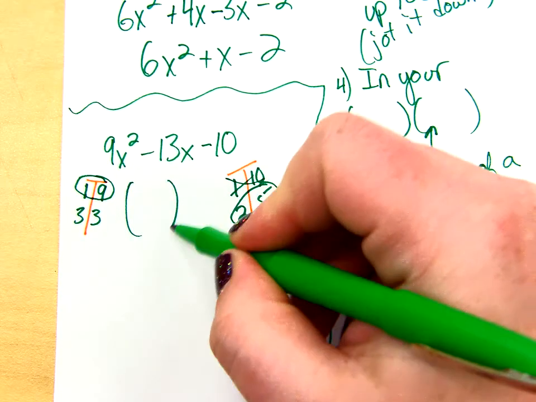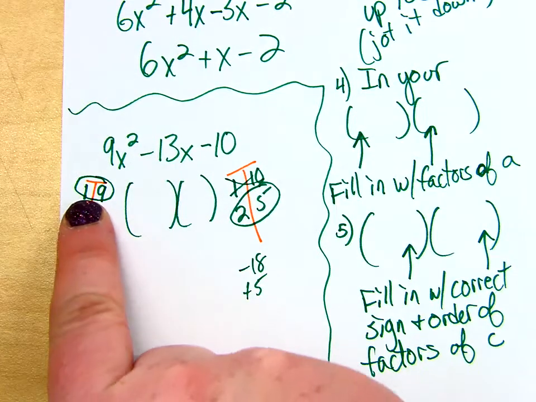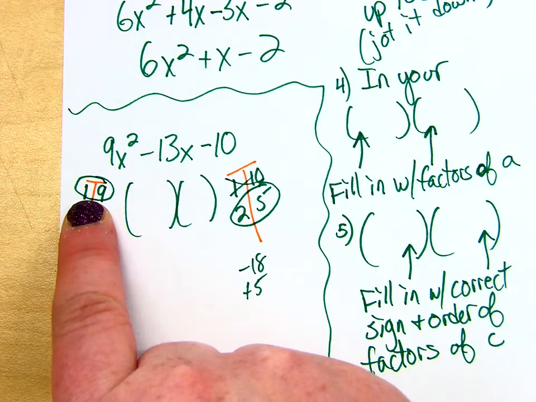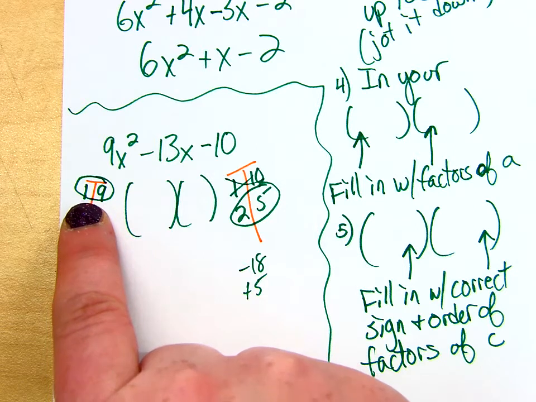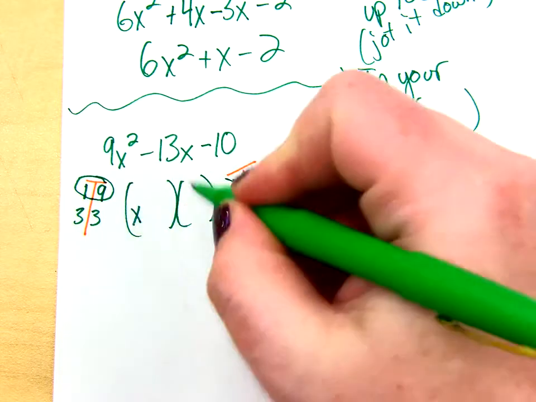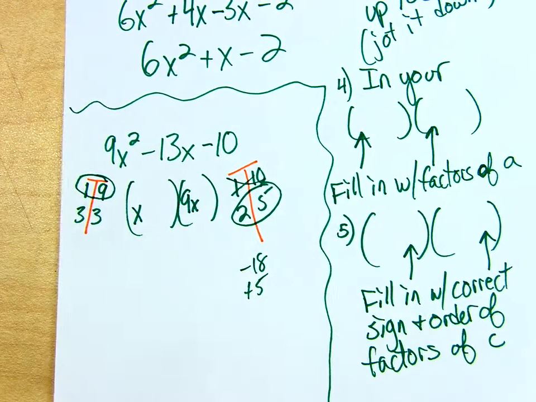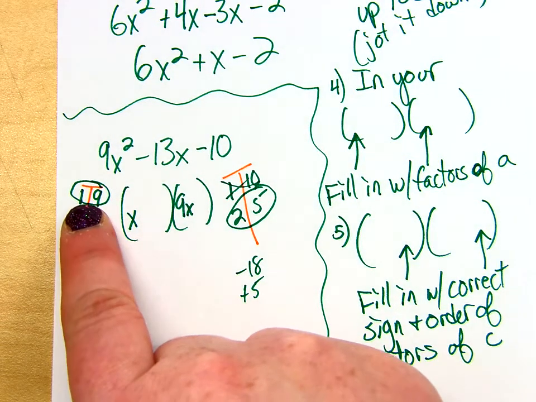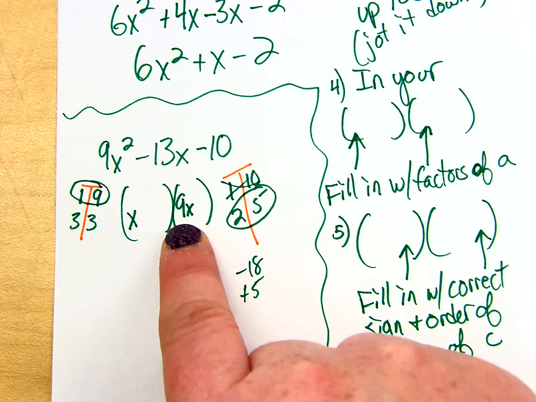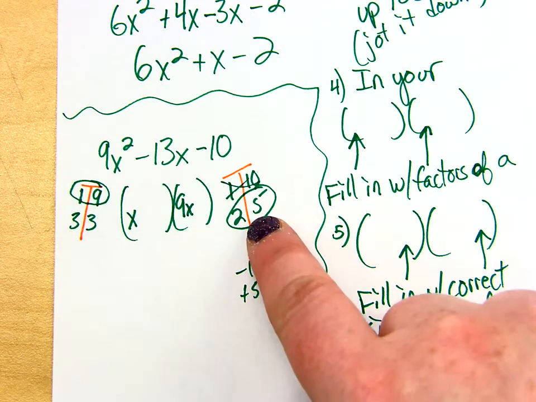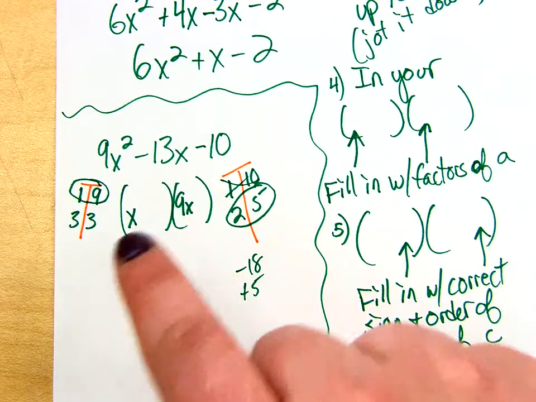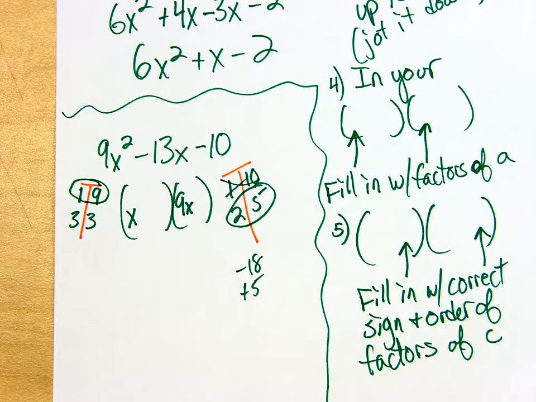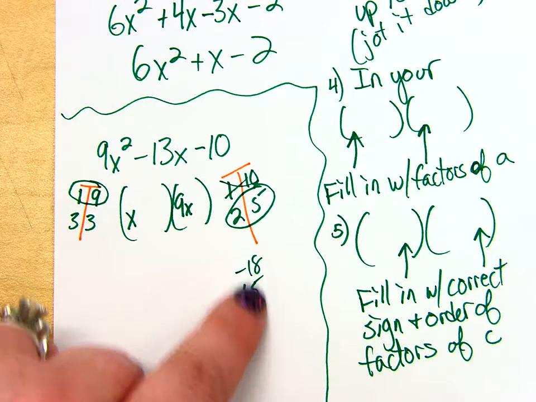You have your 2 parentheses, and it's always these two numbers are the first terms in each one. So one of them is 1x or just x, and then the other one is 9x. Always. So whatever those two are, they go in the first 2 spots. Now, 2 and 5 need to go in the second spot, but I don't know which one goes where, and I don't know which one goes with what sign. That's why I need these.